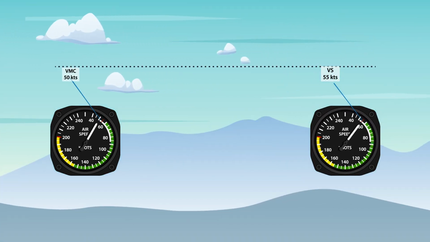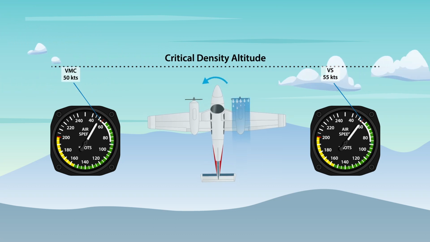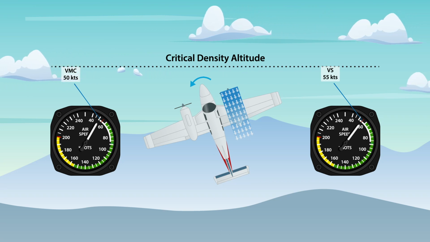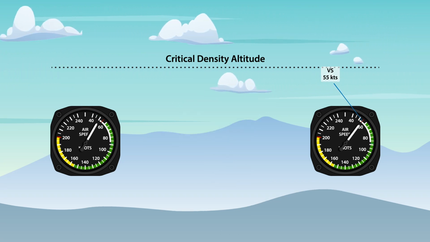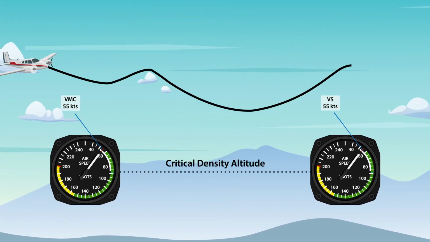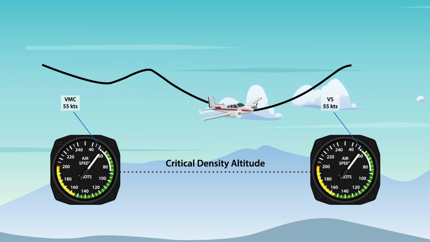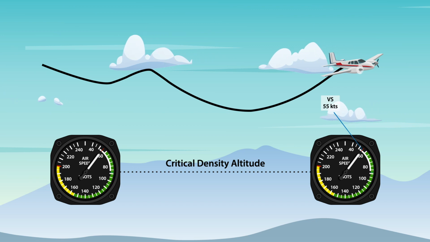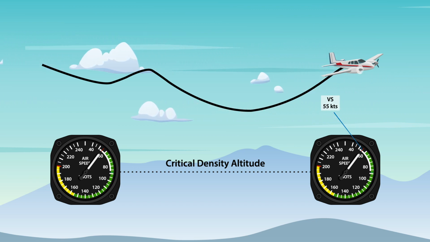When the multi-engine aircraft is flying below the critical density altitude, the aircraft would yaw first before stalling when it is flying below VMC. However, above the critical density altitude, the aircraft would reach VS prior to VMC. This means the aircraft would stall before the aircraft would begin to yaw.